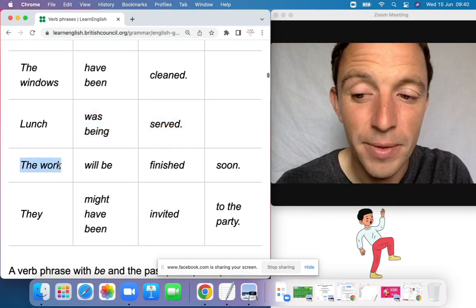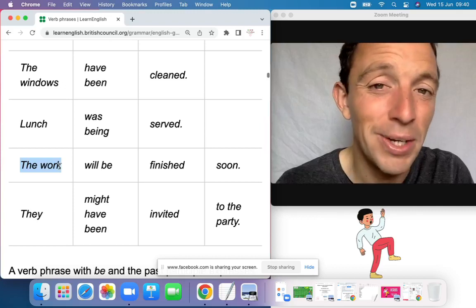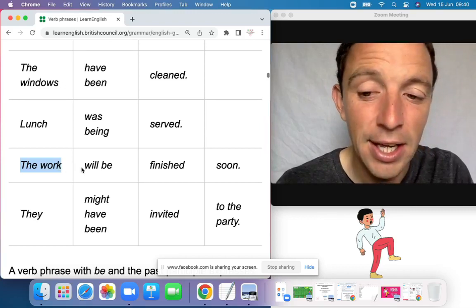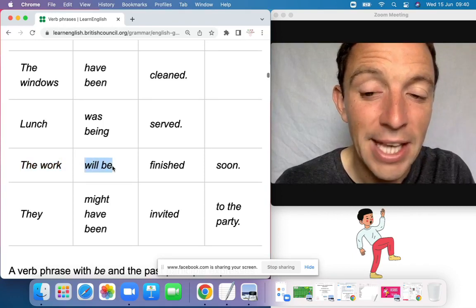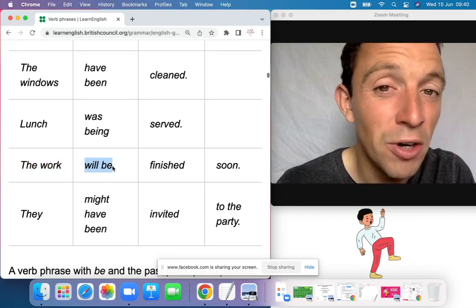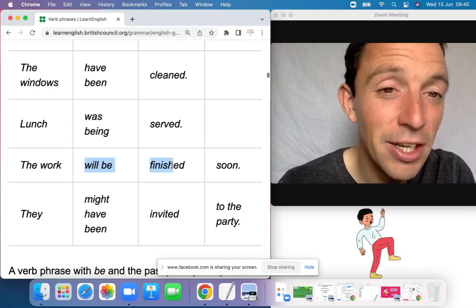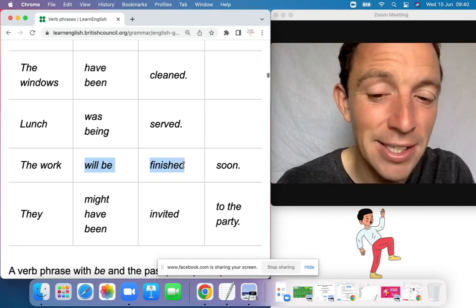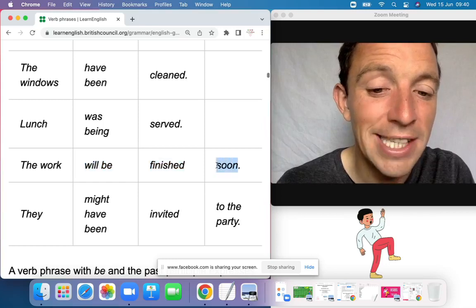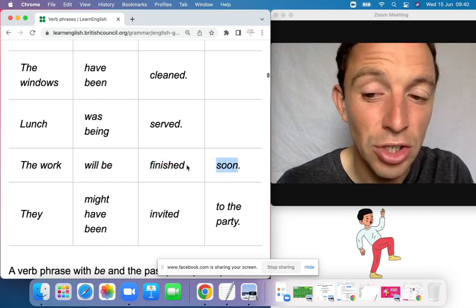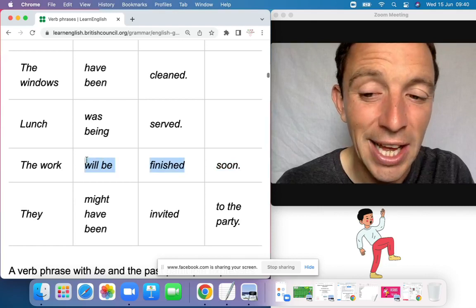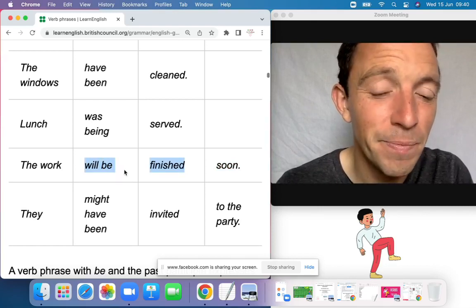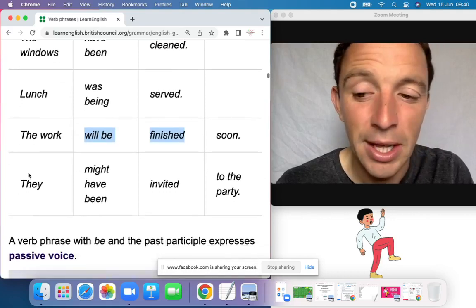The work in this example is the subject, but in the active it's the subject, so probably here it's the object. Will be is the verb to be in the future, or the modal connected to the main verb finish, and finish is in the past participle. Soon is the adverb of time, so the work will be finished soon, and this is considered the passive in the future simple, or a modal.